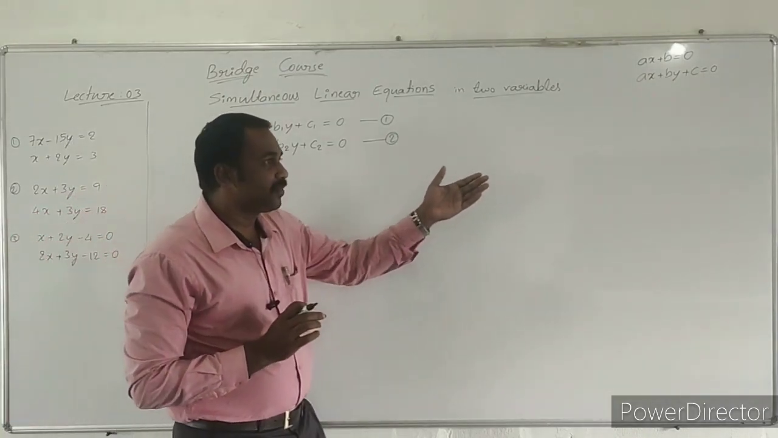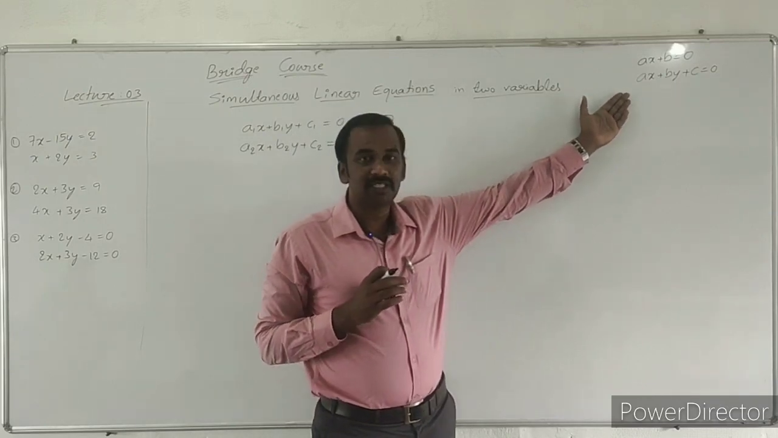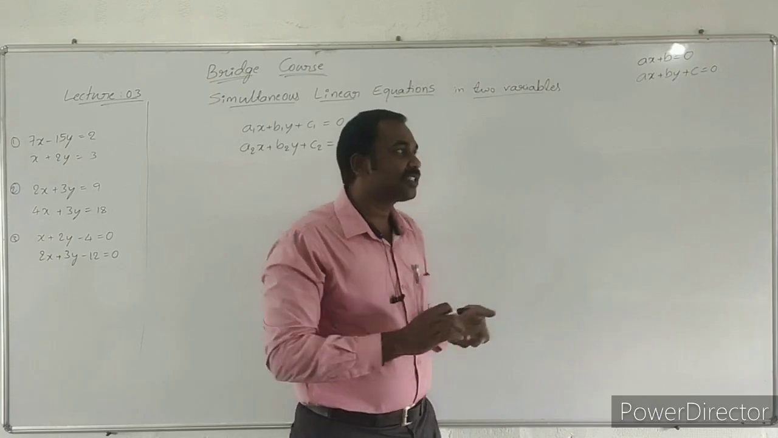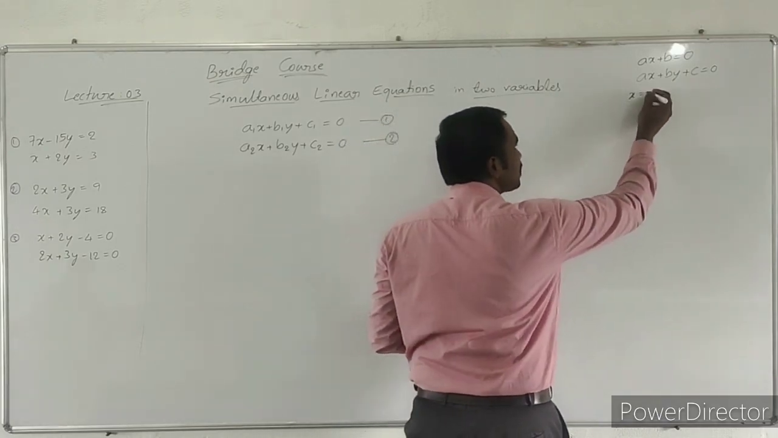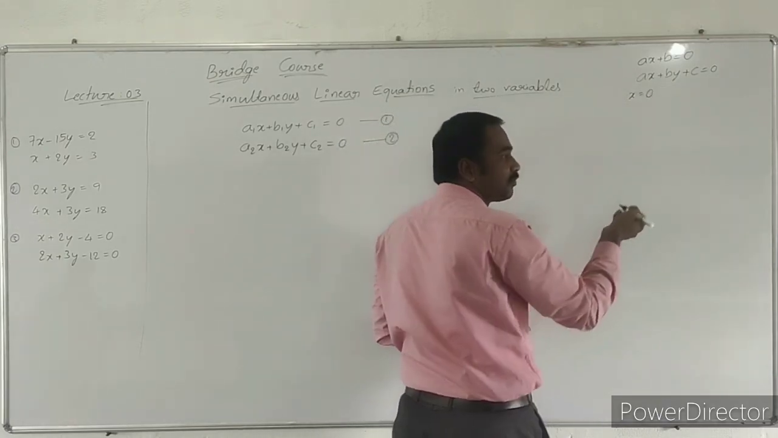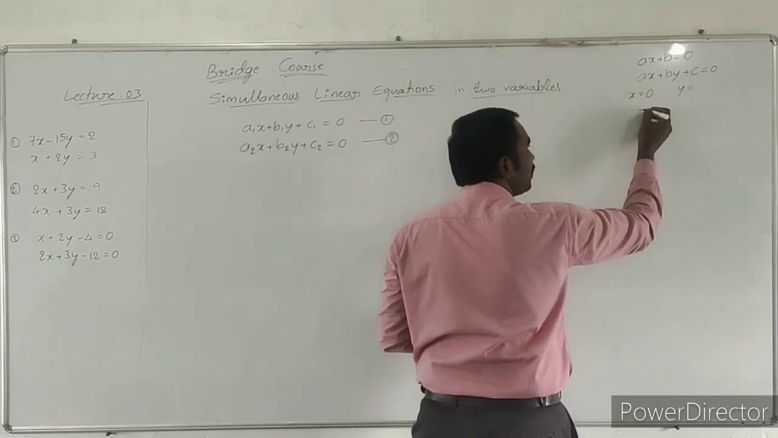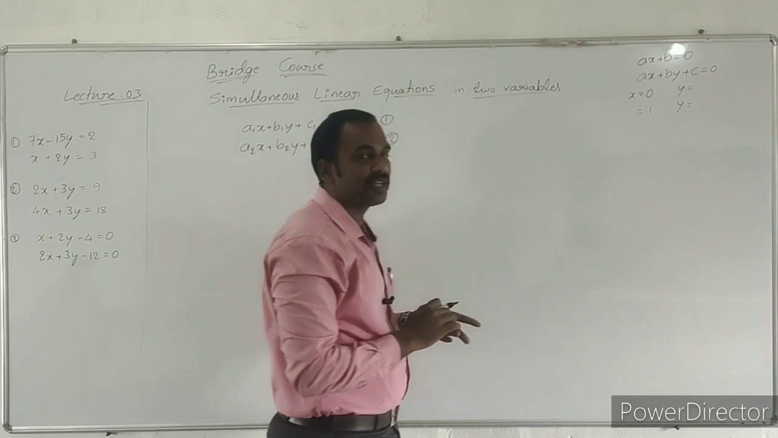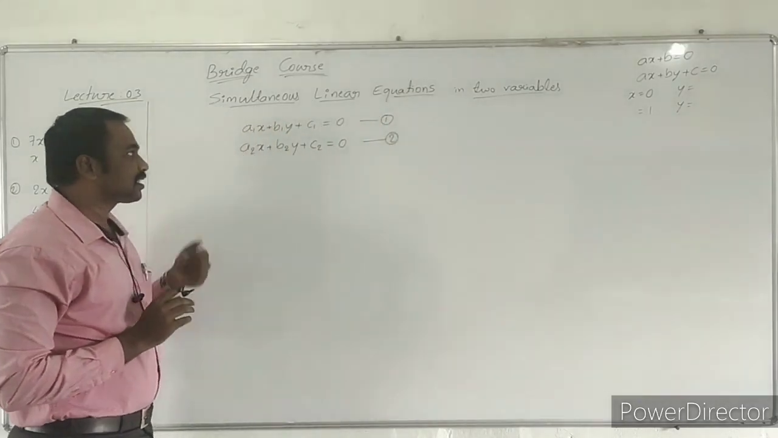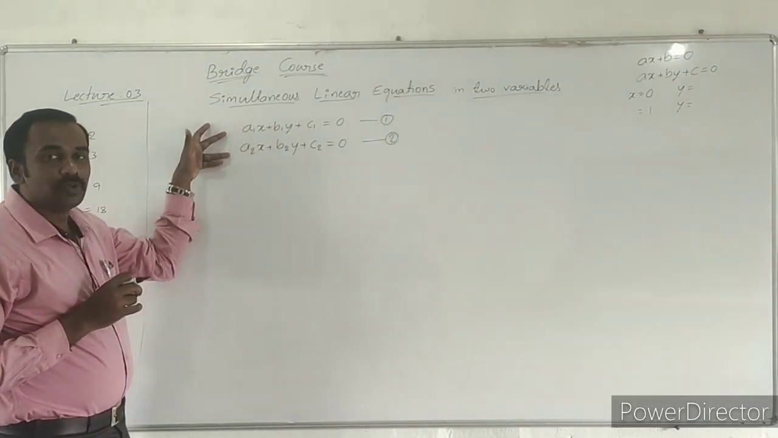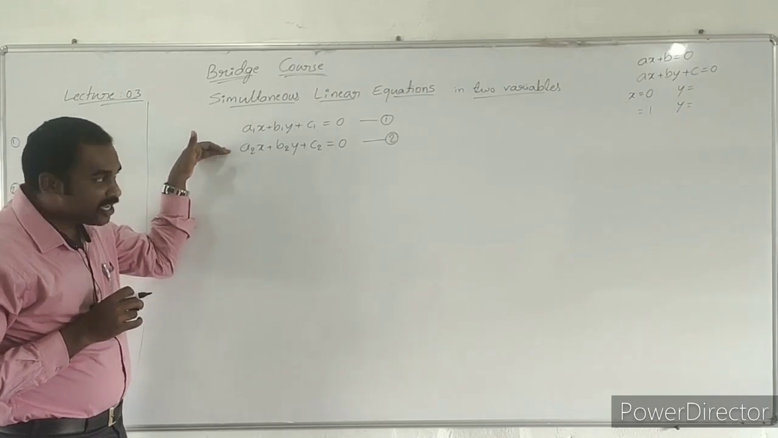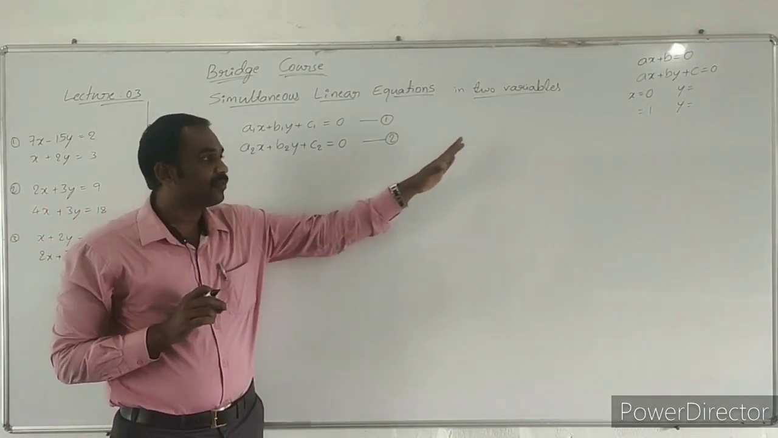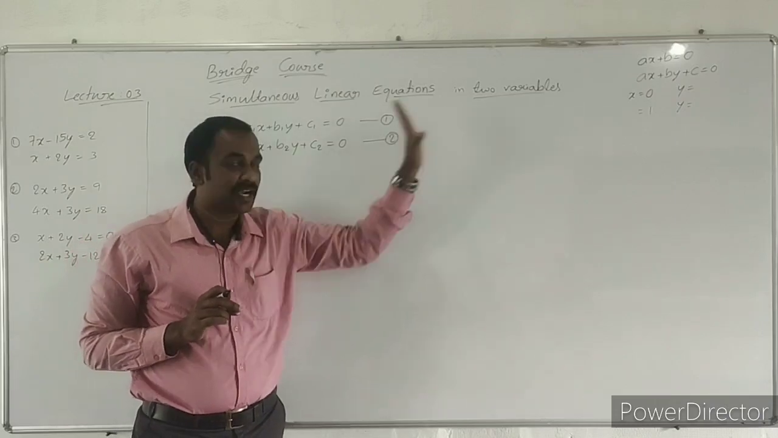So you are already familiar with how to solve a linear equation in two variables, by replacing the x value. For example, x value is whatever real number. Suppose x is 0, find the corresponding y value; x is 1, find the corresponding y value. Like that, we found several values. In this case, two equations are given simultaneously and I need to solve them. So in this case, we are not supposed to do it in that manner.